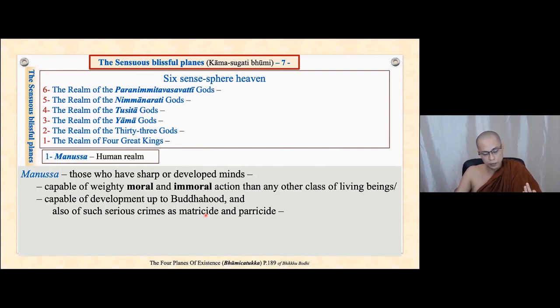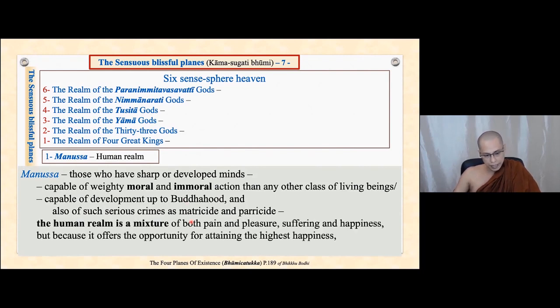But sometimes they are Dirichana. Also, they can kill their father and mother, but it's not considered as matricide and patricide. Only in the human realm are matricide and patricide very serious crimes. If one commits that type of immoral action, he will definitely be reborn in the next life in hell. Definitely. So this is about the human realm.